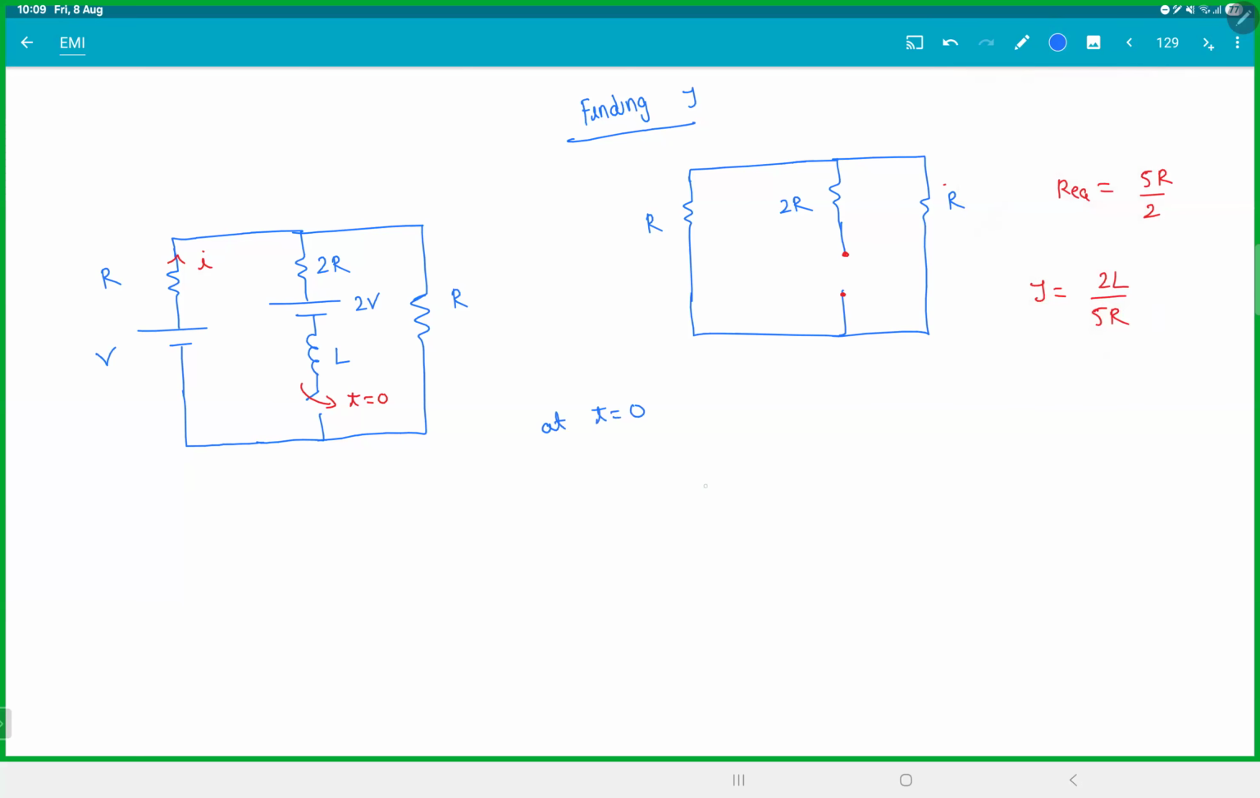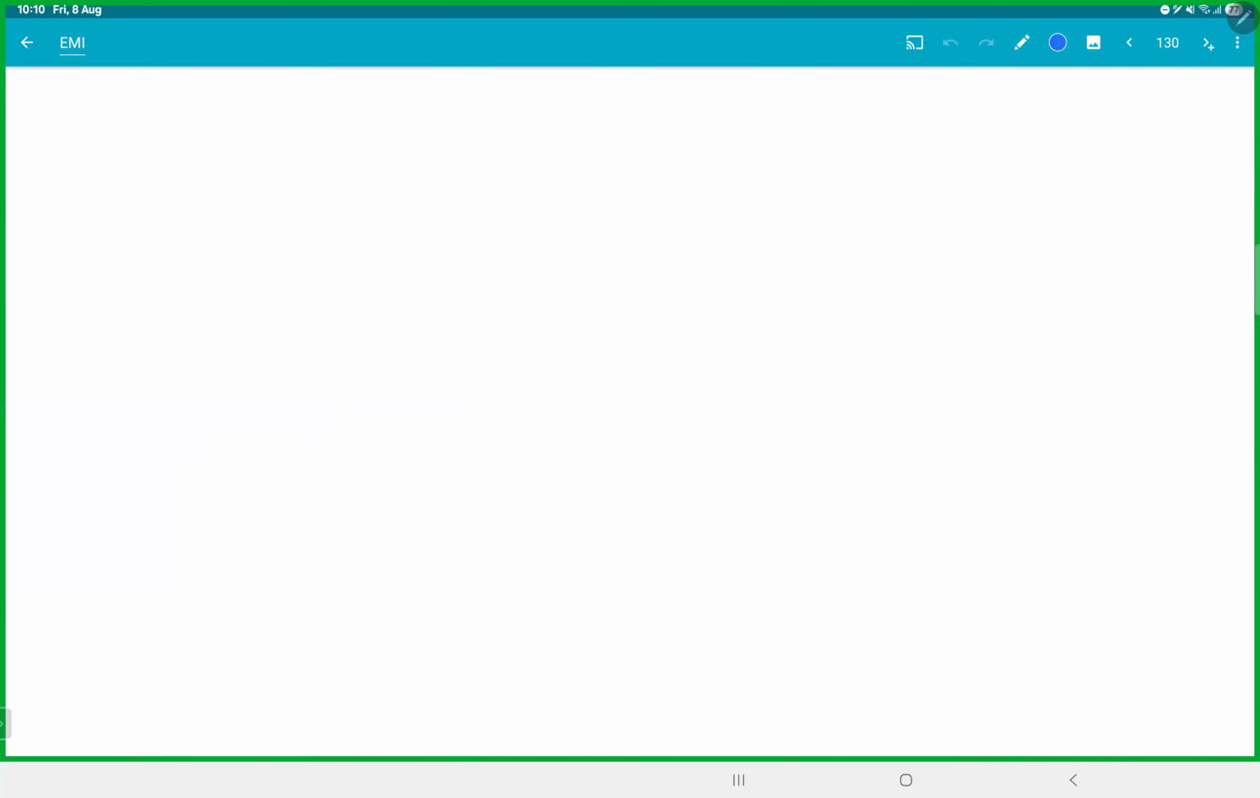At t equals 0, the inductor won't work only, so all the current just goes here. V by 2R. Hope till here everyone must have got it. Now at t infinity, this itself is a proper mains level question.